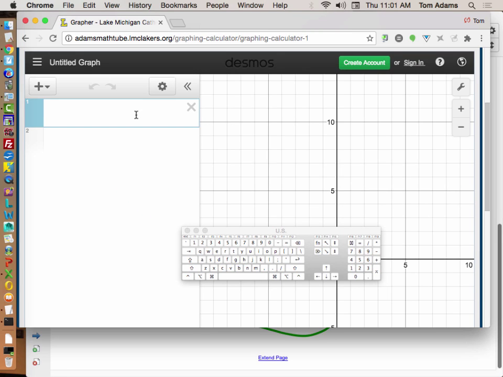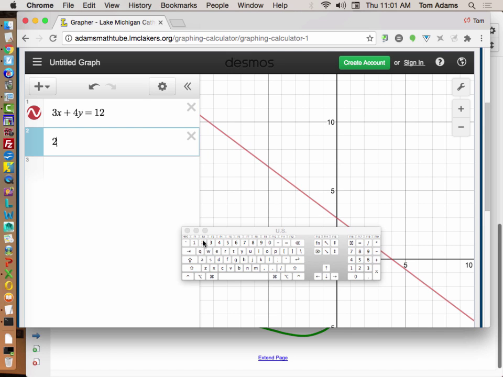Can you guys do me a favor? I forgot what the original equations were. What were they? 3x plus 4y equals 12, and the second equation was 2x plus y equals 10. And we said that it would intersect at 5.6, negative 1.2. Well, bam, sizzle.